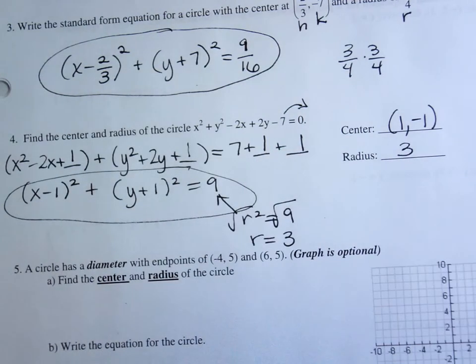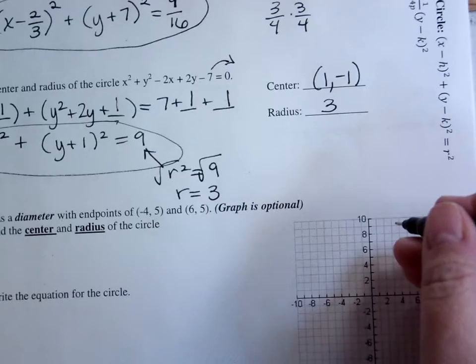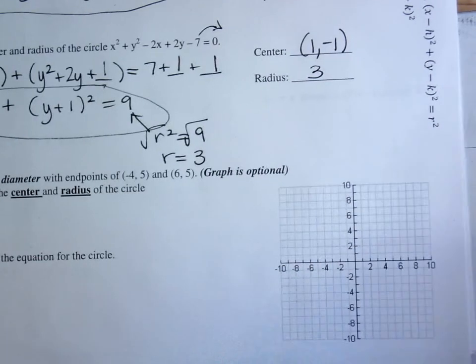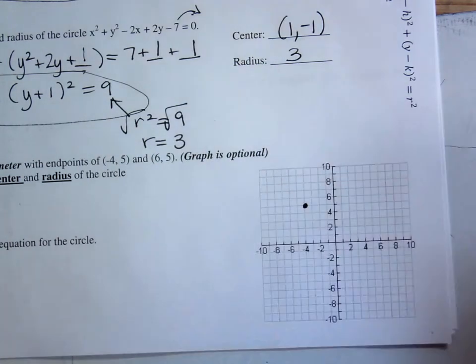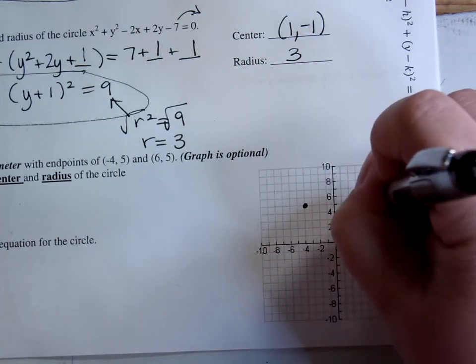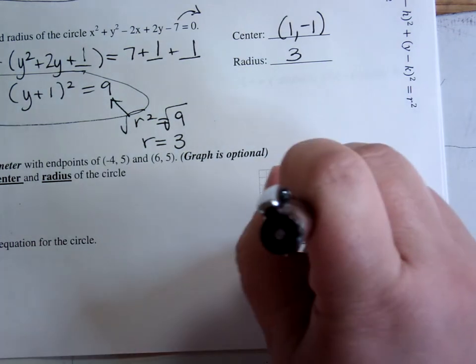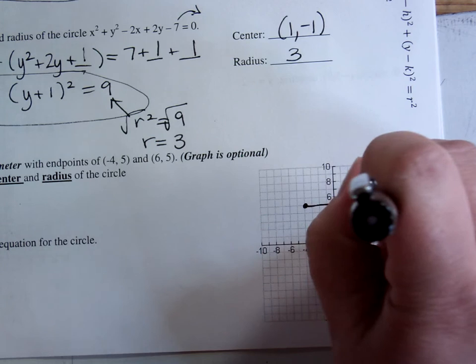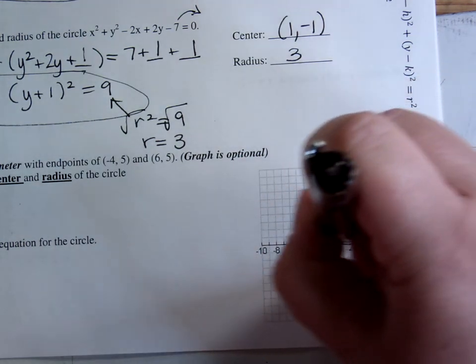All right, I'm going to go ahead and do this one, and this is the last one I'll do on this video, and then I'll make a separate video for the back. So the circle has a diameter with endpoints of -4, 5, and 6, 5. If you are given a grid, that's a huge hint you need to graph it. Even if you didn't have a grid, you probably should have graphed this one. So -4, 5, and 6, 5. These are the endpoints of the diameter. Okay, so remember a diameter, and this is just a sketch, but it looks something like this.